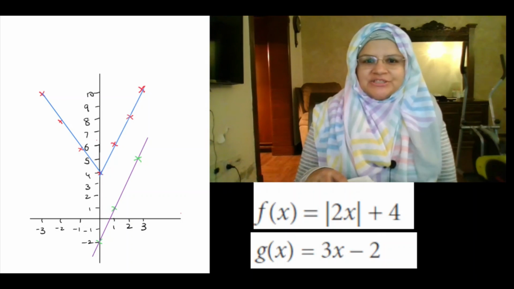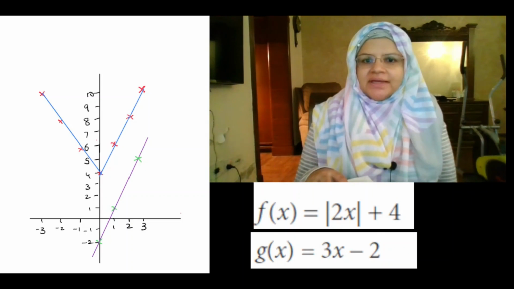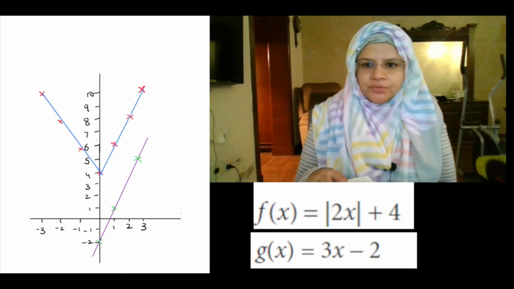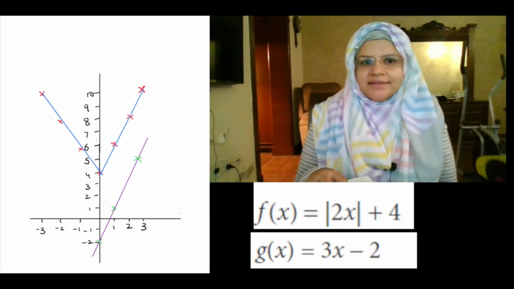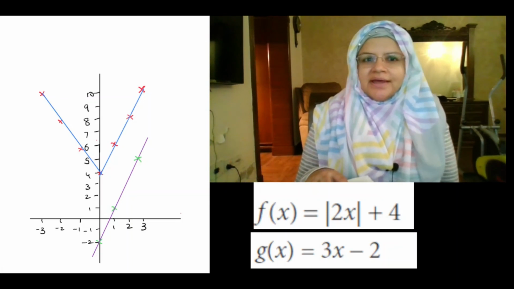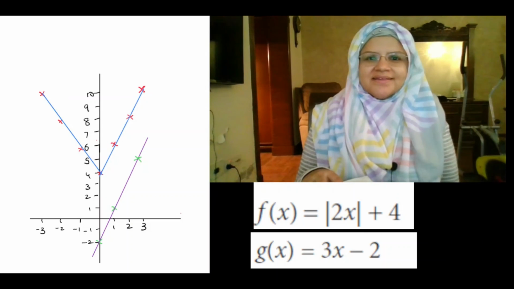Option E, g(x) = 3x - 2. The slope is 3 and the y-intercept is -2. For positive x values, the functions f(x) and g(x) will converge and intersect at some point. Hence, option E is the right answer.